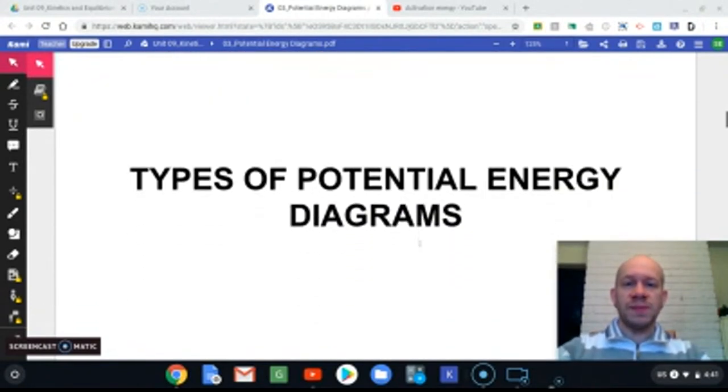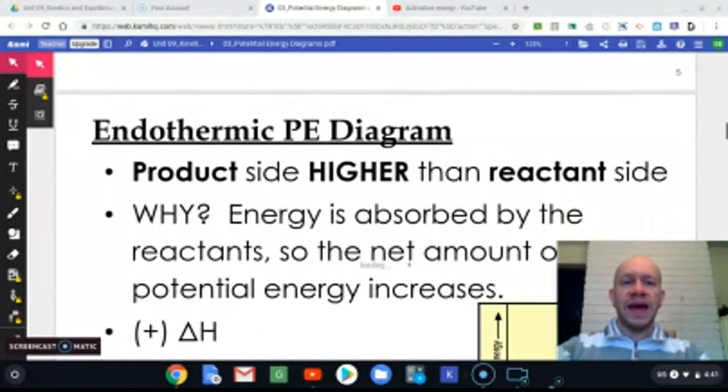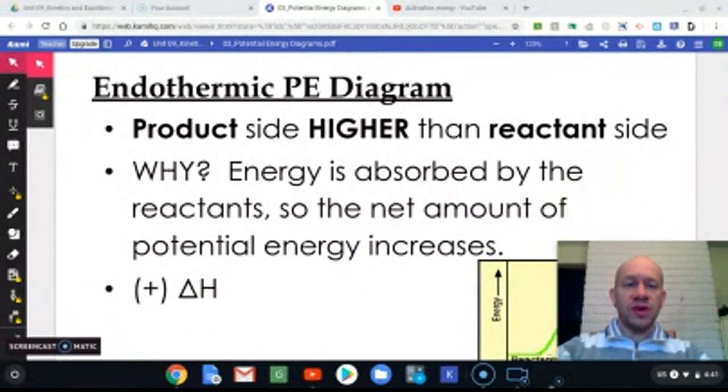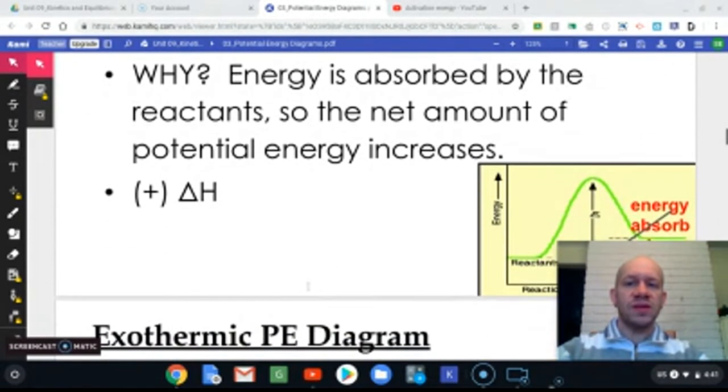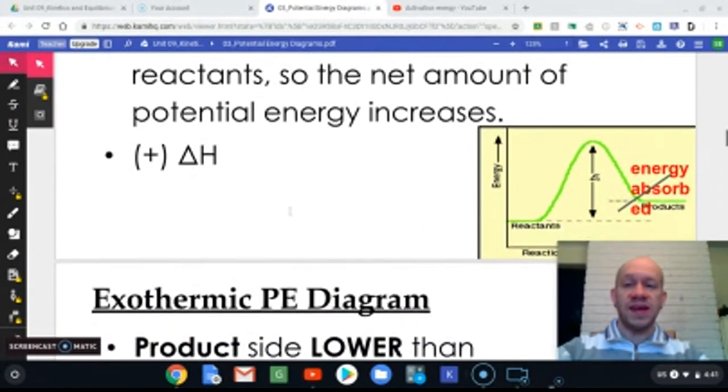So there are two types of potential energy diagrams. Endothermic potential energy diagrams show a product side that's higher than the reactant side. And why is this? This is because energy is absorbed by the reactants, so the net amount of potential energy increases. That is why we get a positive delta H.